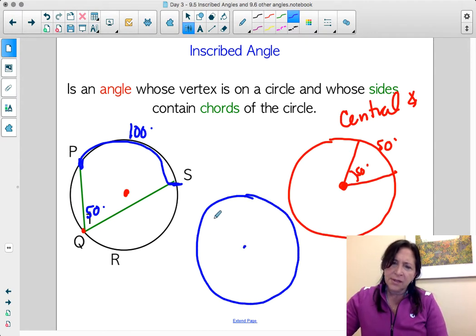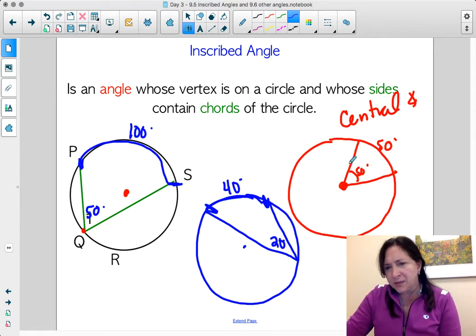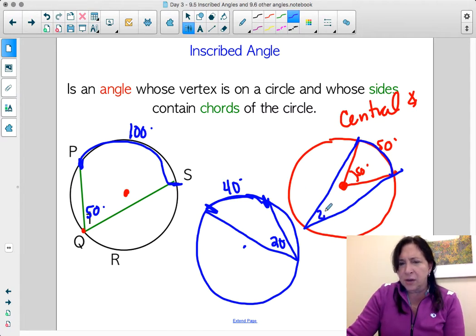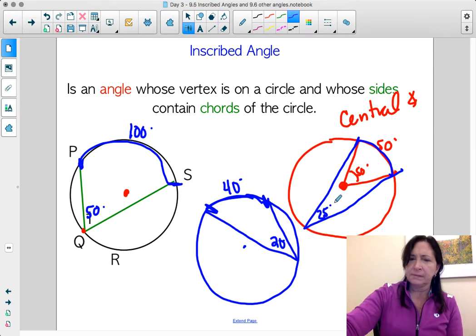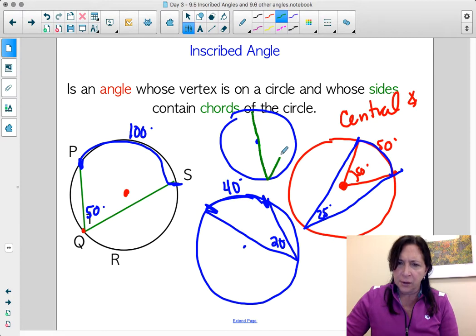So let's say my inscribed angle looked like this, and this arc was 40 degrees from here to here, that would make that angle 20 degrees. Likewise, if I used the previous example and I said this arc that it intercepts is 50 degrees, this angle down here would be half of that, and that would be 25 degrees. And remember what I said is that my inscribed angle could definitely go through the center. It just means that whatever this arc is here, let's say this intercepted arc is 80, my angle is half of that, so that's 40.